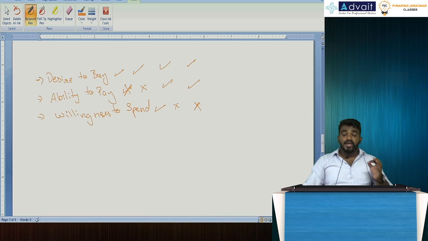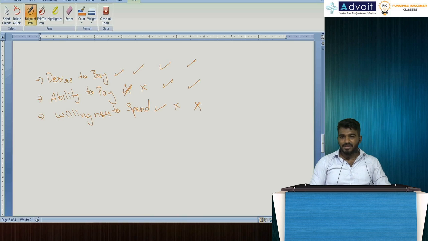Remember, if any definition is to be considered as demand, all three points should be satisfied. Which are those three points? Point number one, desire to buy, ability to pay, willingness to spend. Sir, one more time. What is the main definition of demand? There are three important elements in demand, sir. Desire to buy, ability to pay, willingness to spend. Superb.